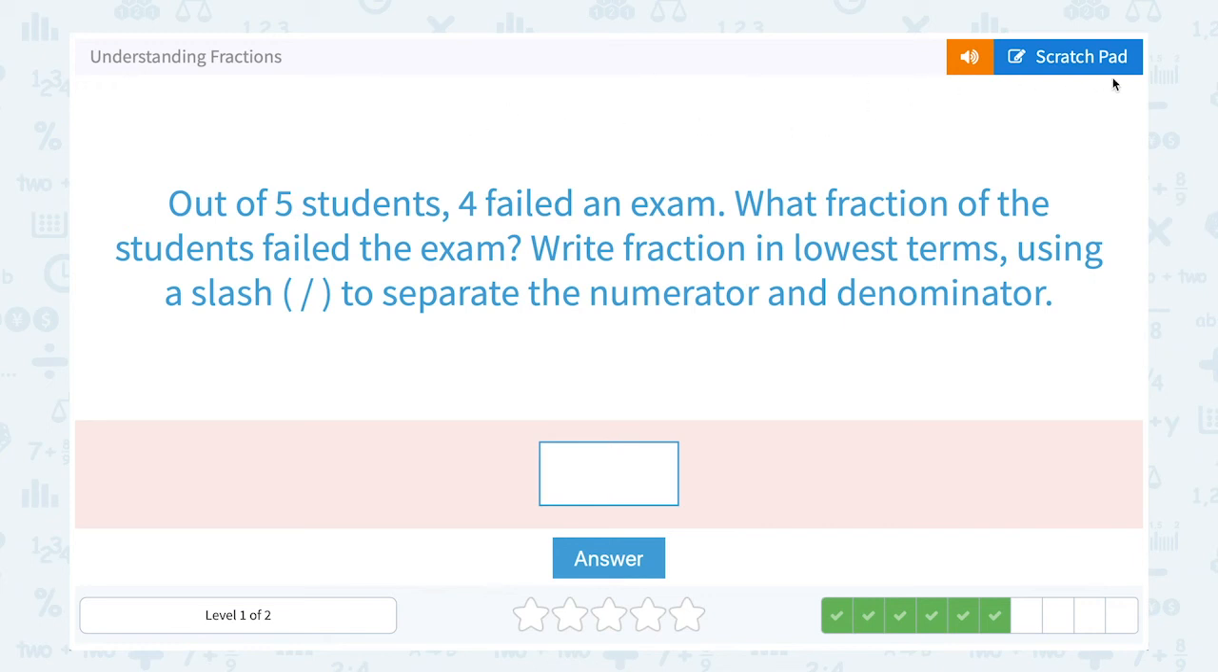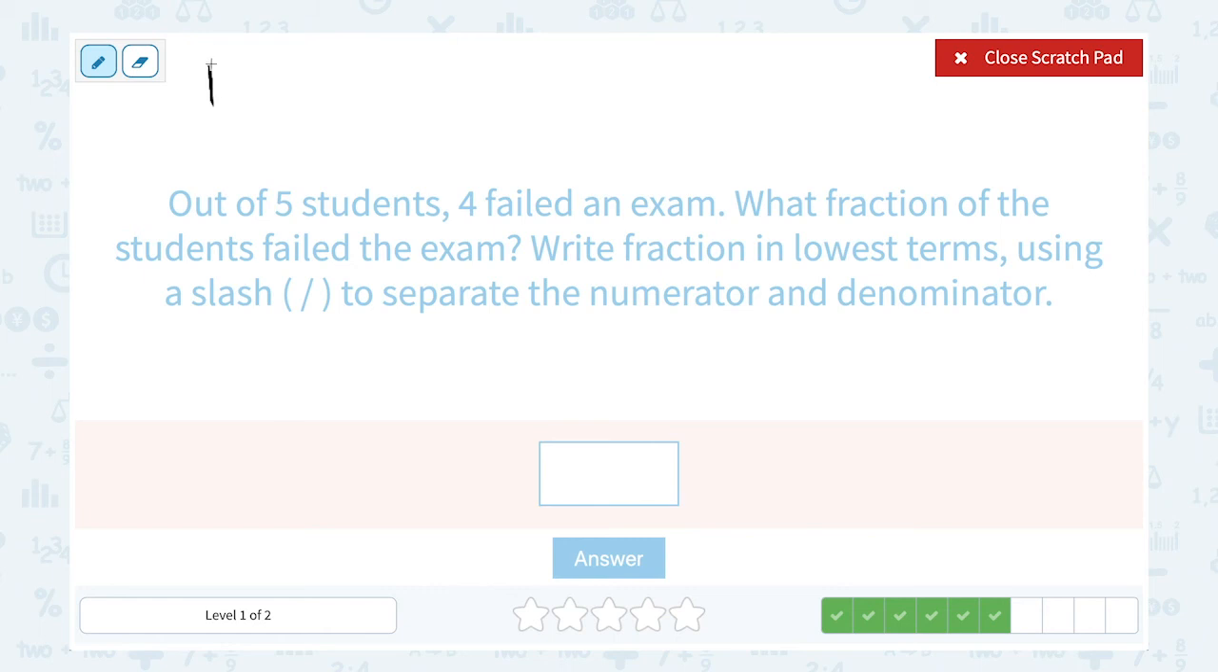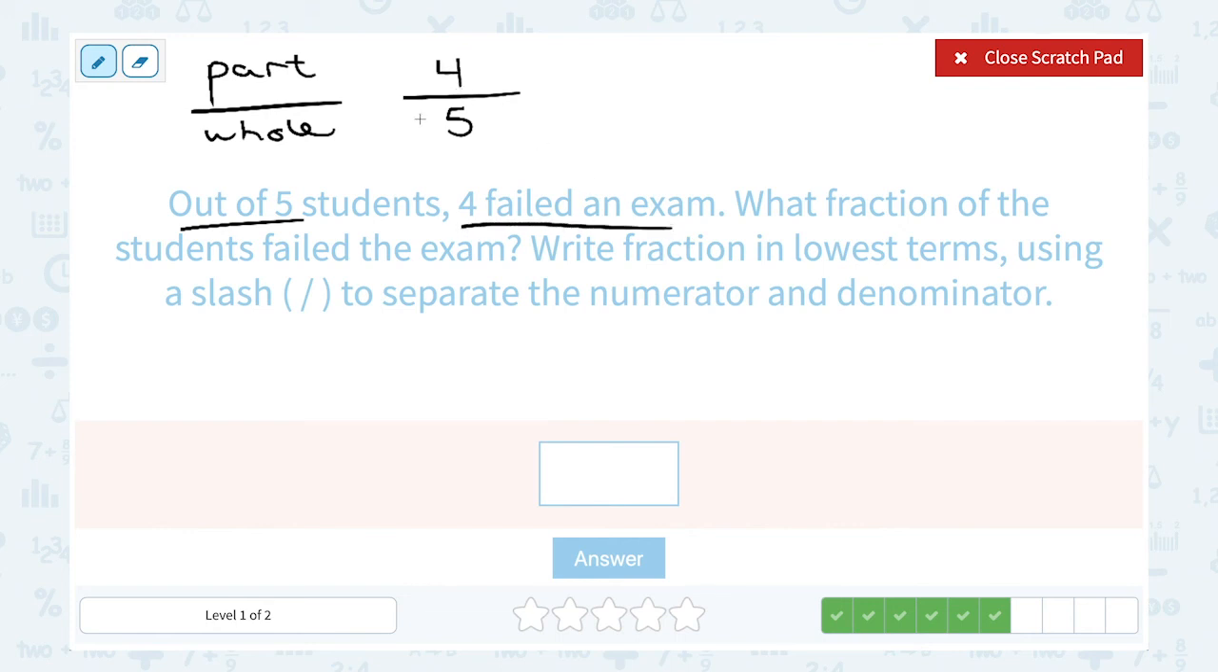Out of 5 students, 4 failed an exam. What fraction of the students failed? Okay, well, we're thinking a part out of the whole thing. That's always going to be our setup for a fraction. Okay, so out of 5 students, that means our whole number of students, or all of the students, was 5. The part failed was 4 of them. So 4 out of our 5 students failed our exam. I can't simplify that anymore because nothing bigger than 1 goes into both 4 and 5.